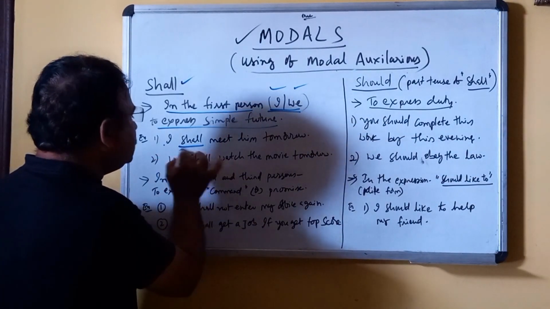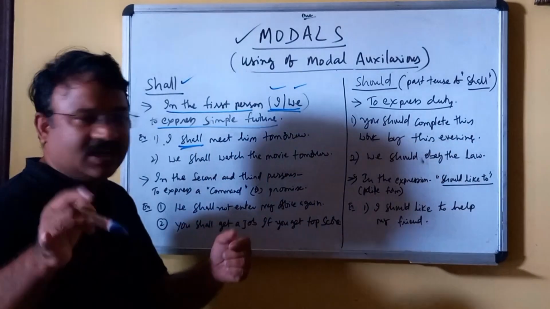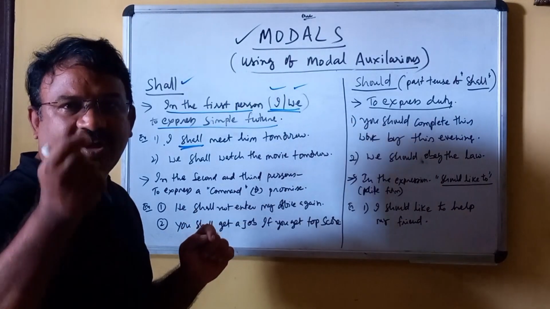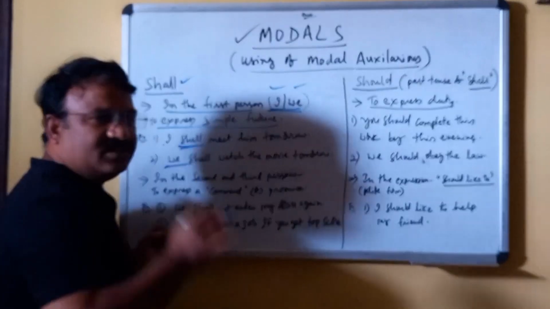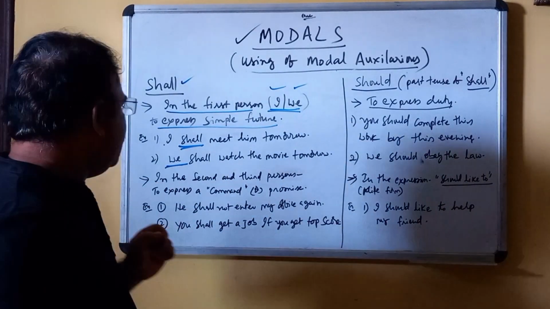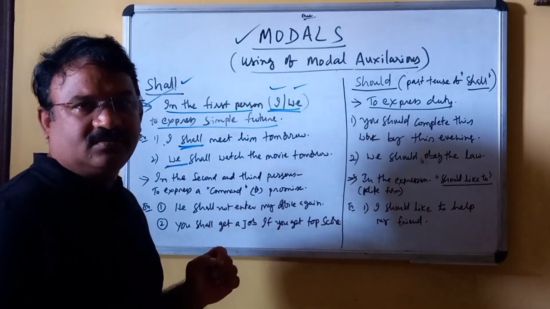So I is the first person singular. In this case, you have to use shall. You shall watch the movie tomorrow. And we is also first person plural. So in this case, you have to use shall.